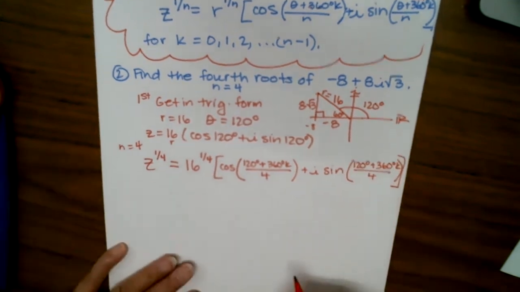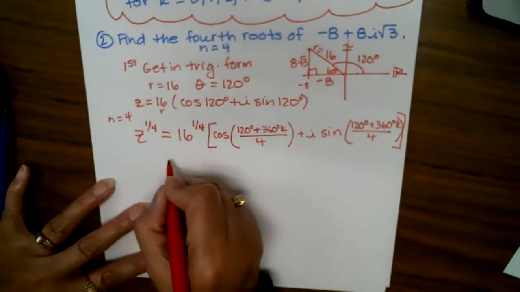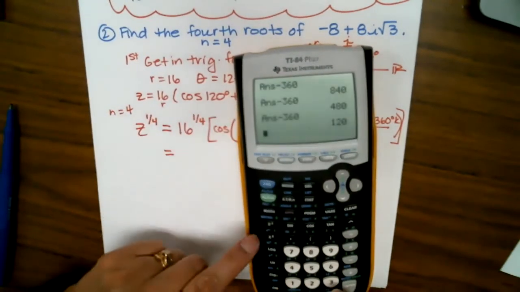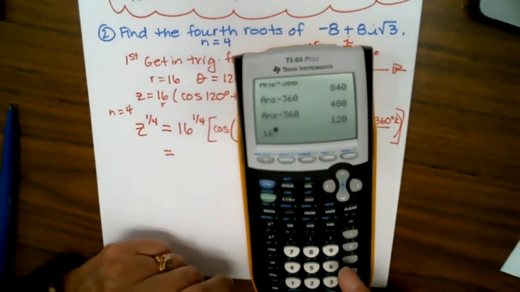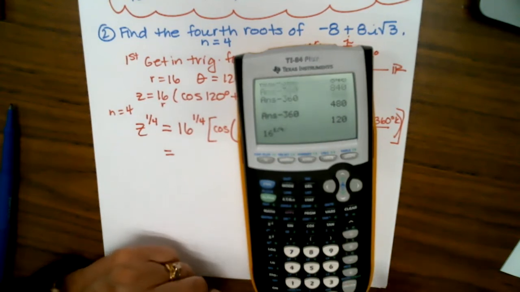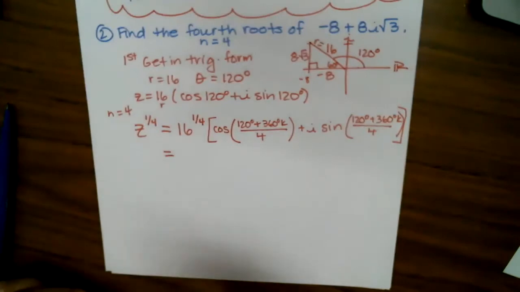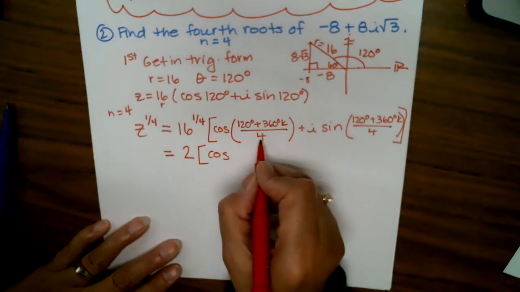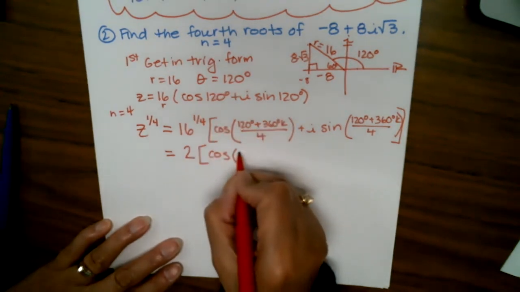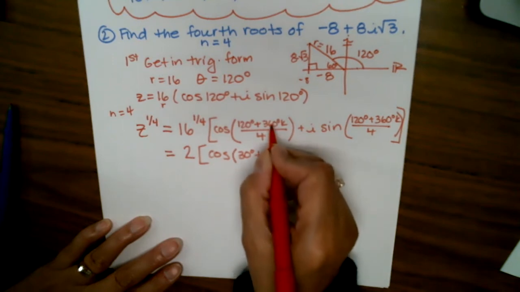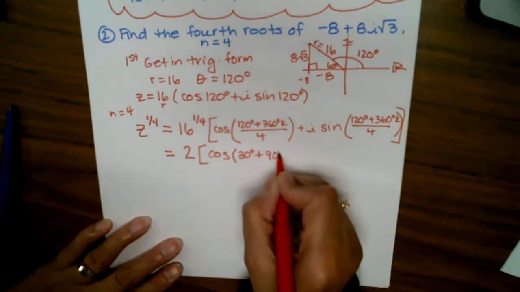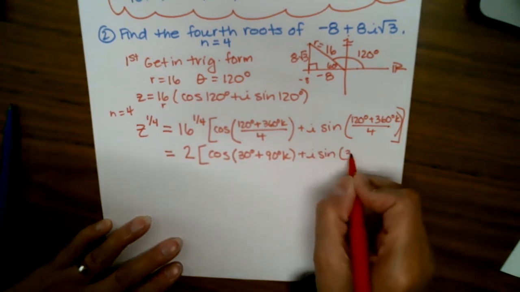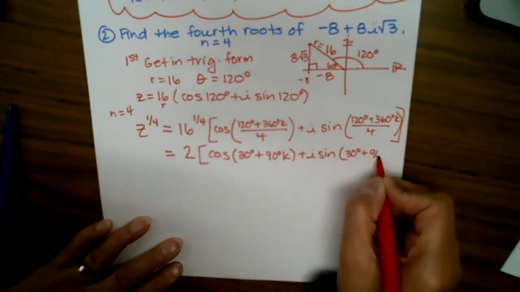Close that. Okay, let's simplify this a little bit. 16 to the 1/4 power. If you don't remember how to do that, you just put it on your calculator like this. 16 raised to the 1 divided by 4 gives us 2. This part is 2. Times cosine of 120 divided by 4 is 30 degrees. Plus 360 divided by 4 is 90 degrees. Plus i times sine of the same thing, 30 degrees plus 90 degrees k.